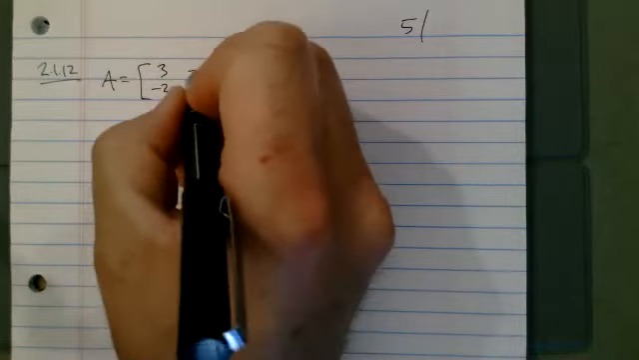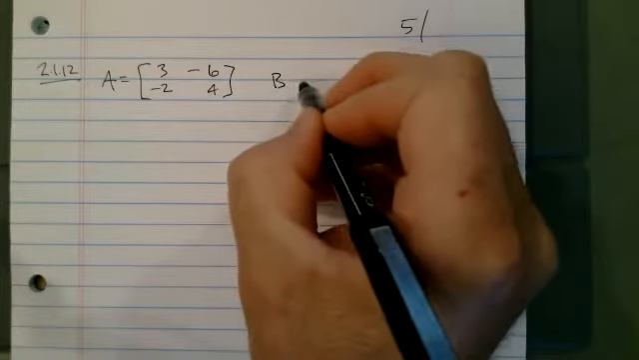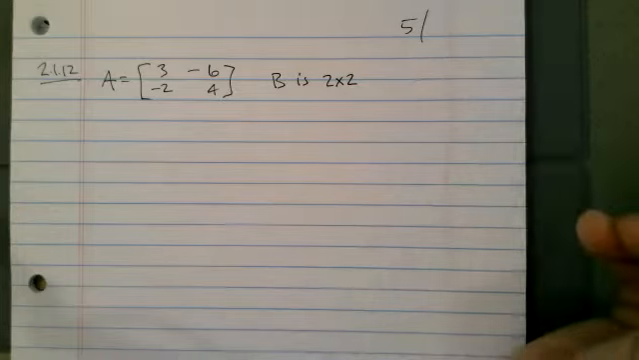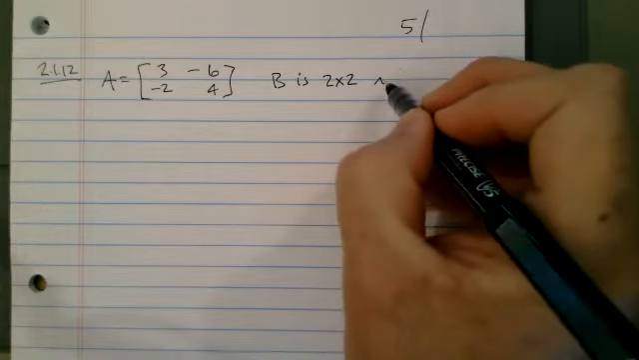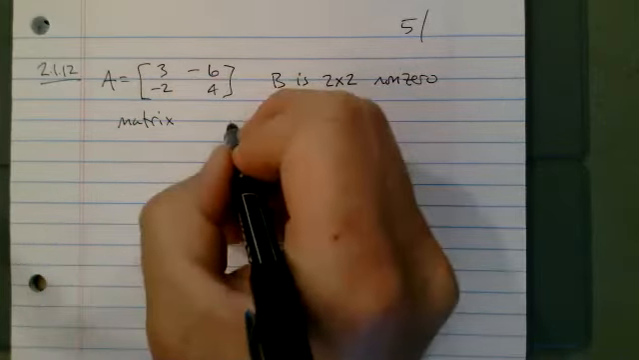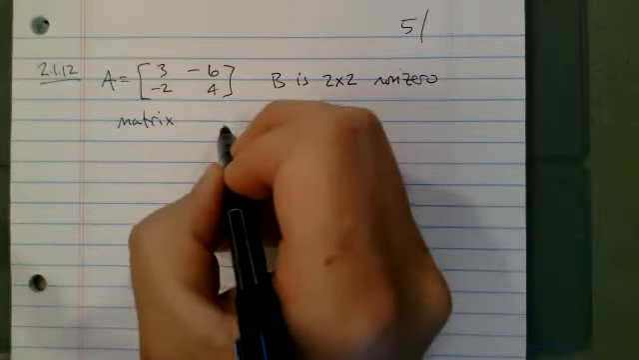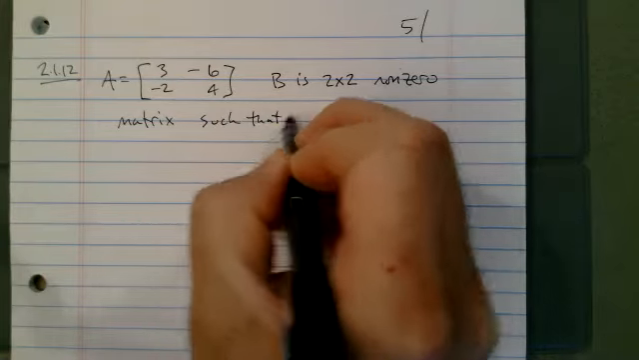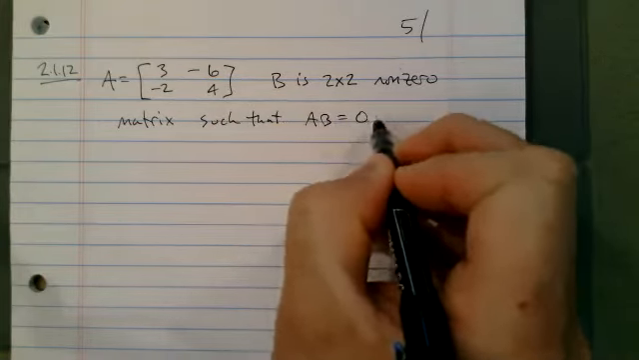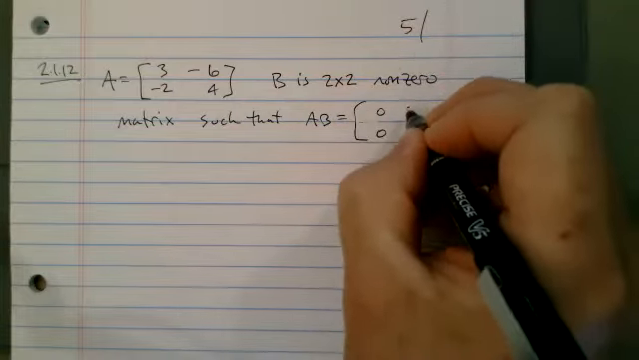So A is 3, -2, -6, 4, and we want to find B, a 2 by 2 non-zero matrix with different non-zero columns such that A times B is equal to the zero matrix. I'm gonna write it out: 0, 0, 0, 0.